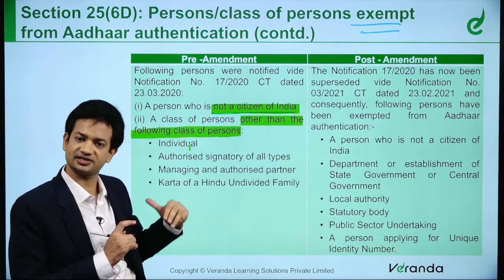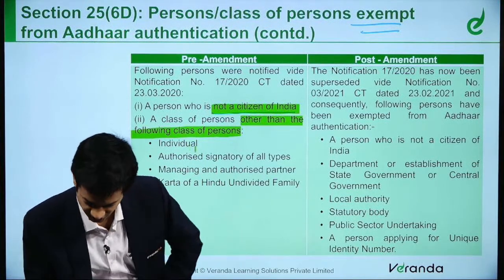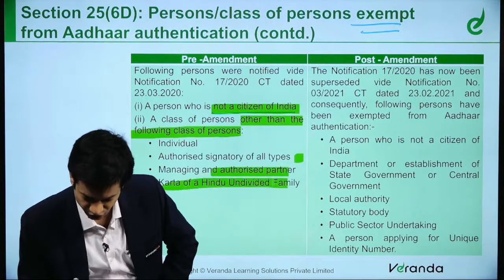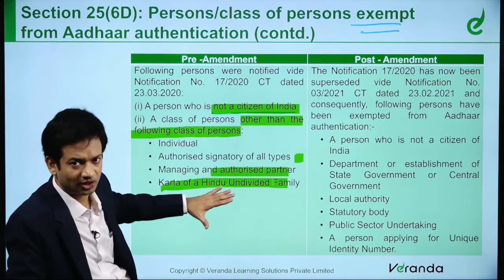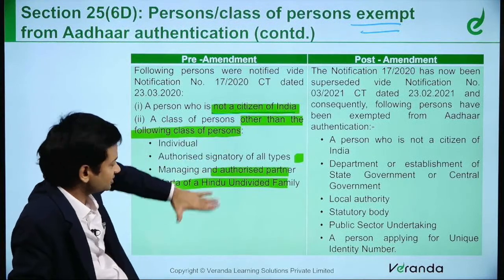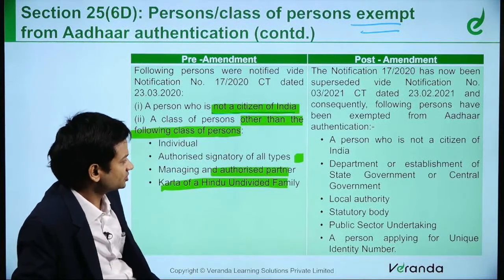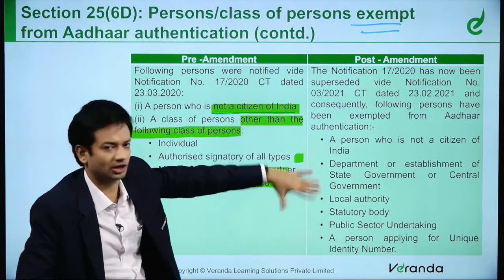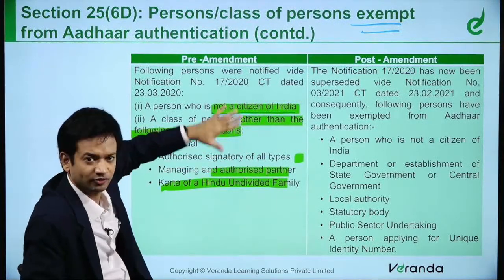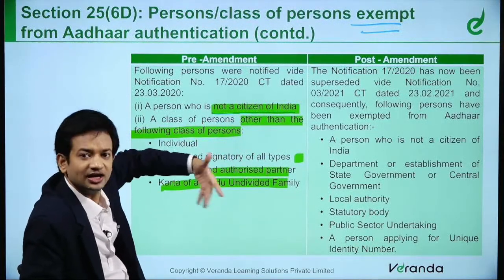But anyone other than that, yes, they are exempted from Aadhaar authentication. Individual, authorized signatory of all types, managing partner, Karta of HUF, they are required to go through Aadhaar authentication. Other than these, they have said to whom it is not applicable. Here it's a negative clause. See, they are saying other than these, exempted.